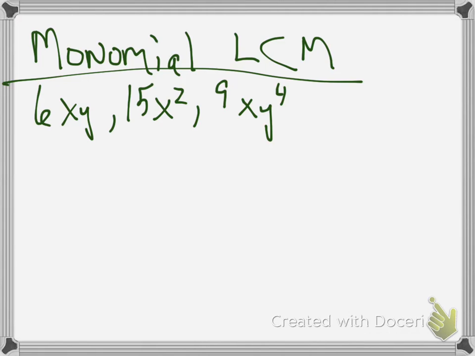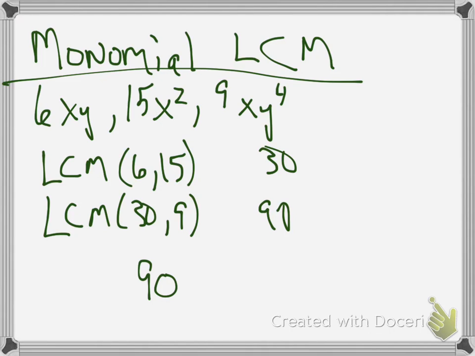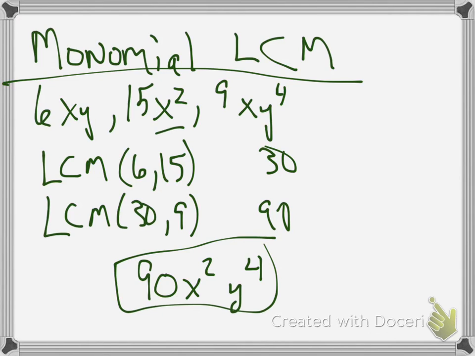So if we want to take something very simple like this, then we can do the menu 2, 4 on the calculator, and it'll come up with the LCM of 6 and 15. It should come up with 30. Then we put that answer, 30 and 9, and it would give us 90. So then we know 90, and then we look at x squared y to the fourth, and that is it for monomials. Very simple and very easy.